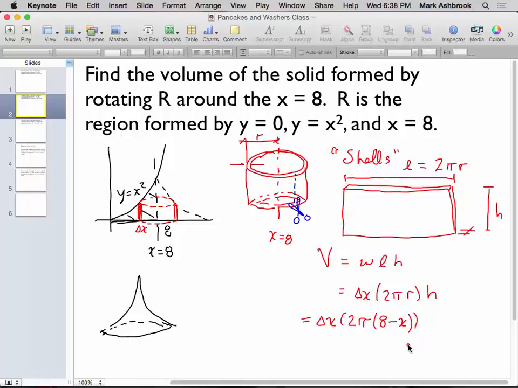And then what's the height? The height would be this dimension here. What's that height? That's y, but we need it in terms of x. That's x squared. The height is x squared. So the width is the thickness, delta x. The length is 2 pi r, and that radius will be 8 minus the x coordinate. And then the height is y, or x squared.